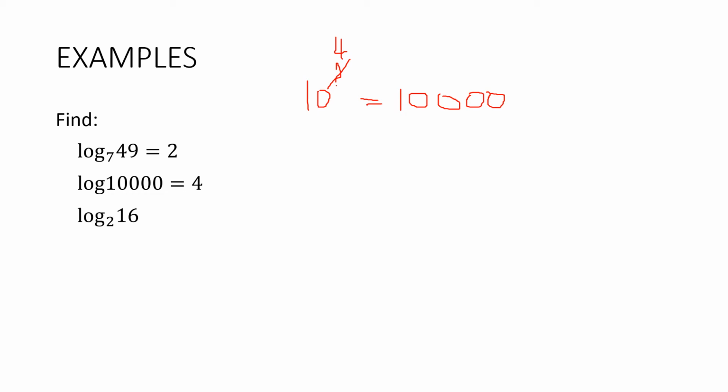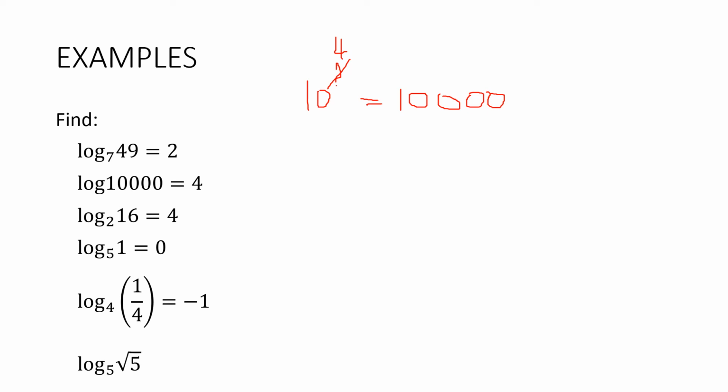Log base 2 of 16: 2 to the power of 4 is 16. Log base 5 of 1, that's the 0 index, remember? 5 to the power of 0 is equal to 1. The answer is 0. And here's our negative index: 4 to the power of negative 1 is a quarter. And then 5 to the power of what gives us the square root of 5? 5 to the power of a half gives us the square root of 5.